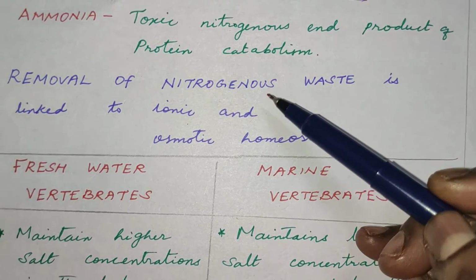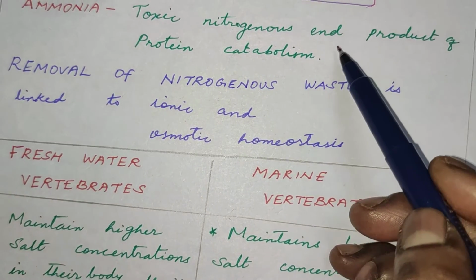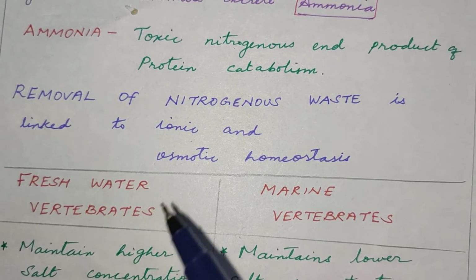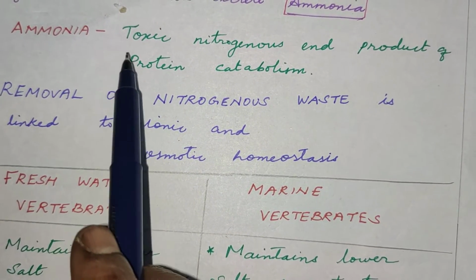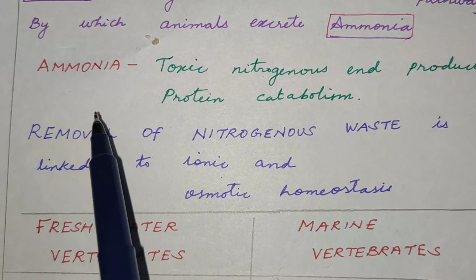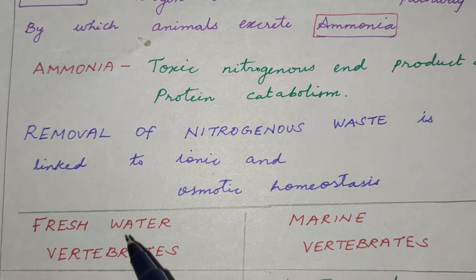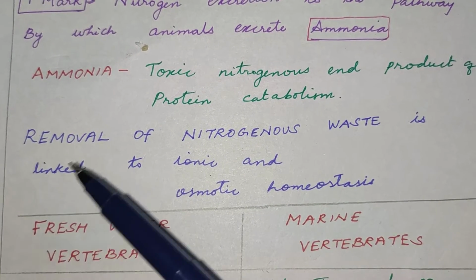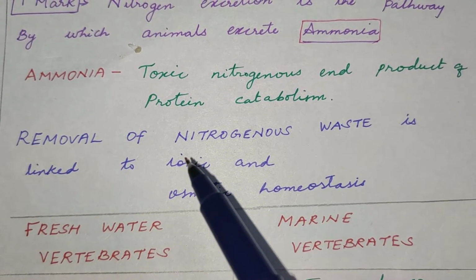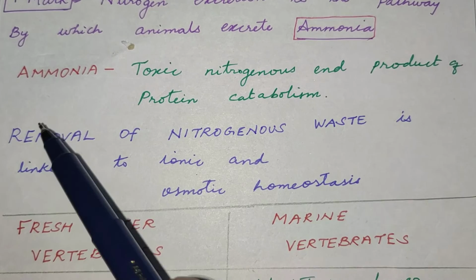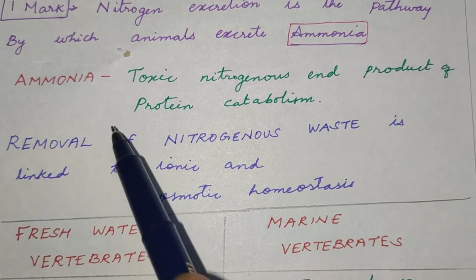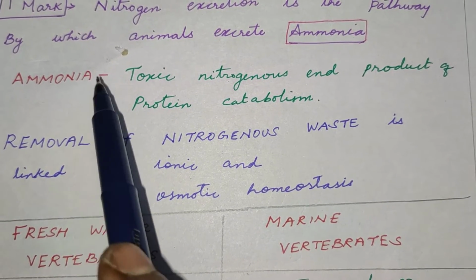During protein catabolism, we get an end product. That end product is called ammonia, which is highly toxic. Here we can see that the toxic nitrogenous end product of protein catabolism is ammonia. Other nitrogenous products, or other forms of ammonia, are called urea and uric acid. So mainly we should say the end product of protein catabolism is ammonia, and other forms of ammonia are called urea and uric acid.